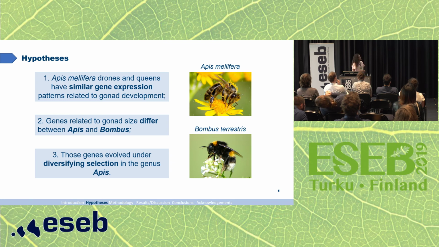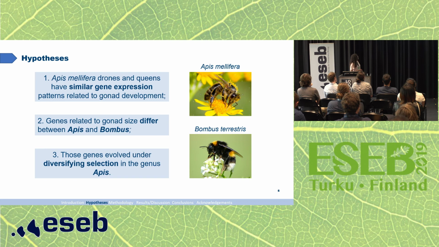The second one is that genes related to gonad size may differ between Apis and Bombus. Bombus terrestris, in this case, is a primitively social bee, and it has only 4 ovarioles per ovary, or testioles. The third one is that those genes related to gonad size evolved under diversifying selection in the genus Apis. So this may be the reason for this exaggerated gonad size.